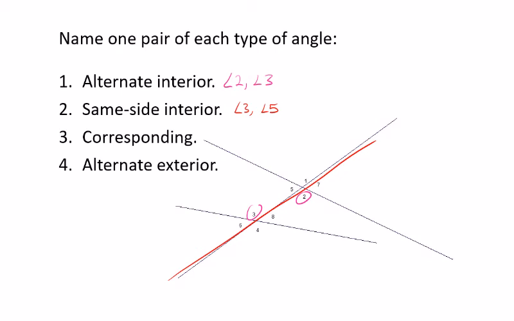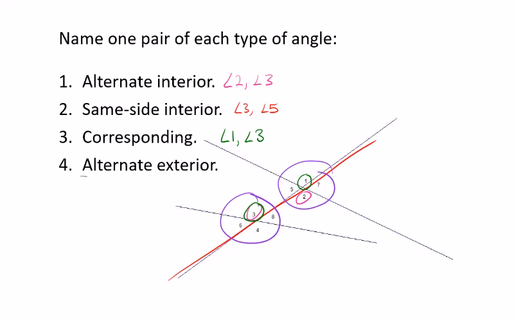Now corresponding angles, number 3. We want to look at each intersection and find an angle or a pair of angles that are in the same respective position. In this case, angle 1 and angle 3 are in the same position. They're both on the top left. I'll let you find another one. There are actually 3 other sets of corresponding angles.